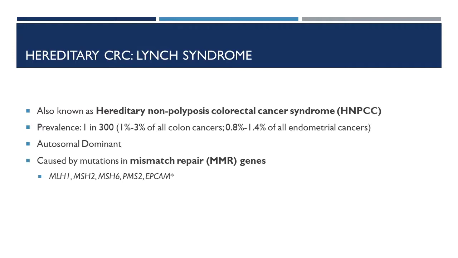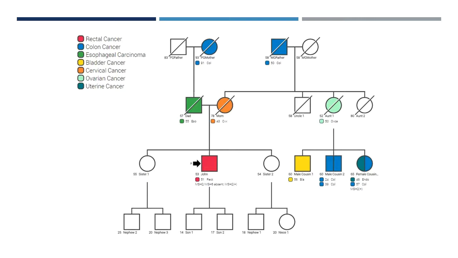This is a pedigree of a family with Lynch syndrome. The proband was diagnosed with rectal cancer at age 51, with the tumor demonstrating absent MSH2 and MSH6 proteins via mismatch repair IHC, suggestive of a germline MSH2 gene mutation. The family history is also consistent with Lynch syndrome, with several individuals diagnosed with early onset colon cancer and other cancers in the Lynch syndrome spectrum, including endometrial, ovarian, and bladder cancers.